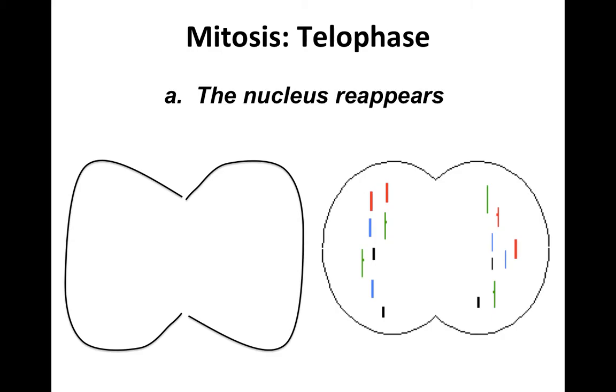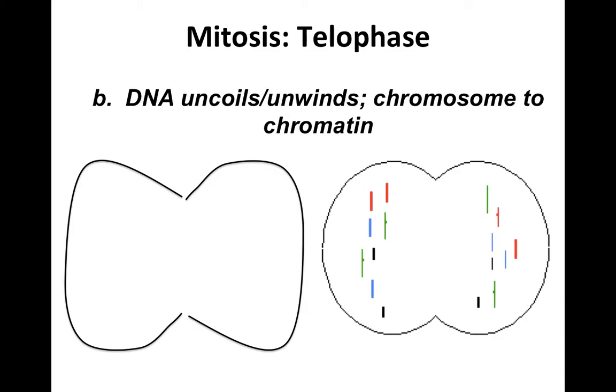So the nucleus is going to reappear. All right, again, you can't see it in this diagram right here, but you will over here. So the nucleus is going to start showing up again. Okay, my DNA is going to start unwinding. Okay, so I'm going to go from a chromosome, all right, back to that chromatin.